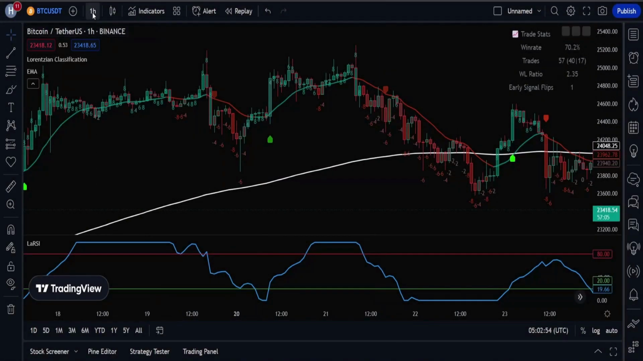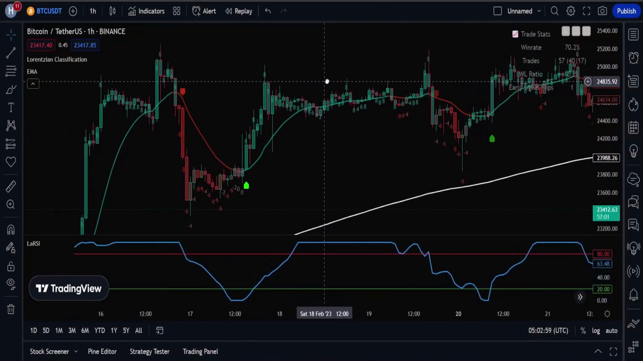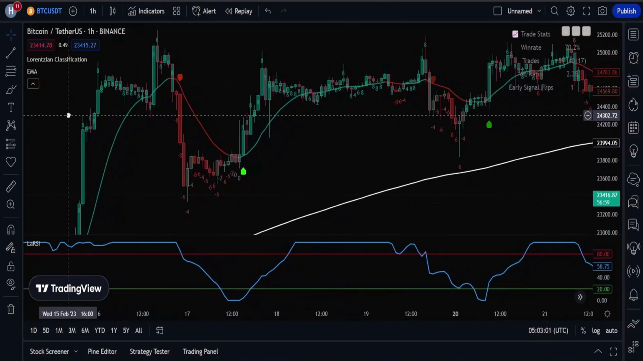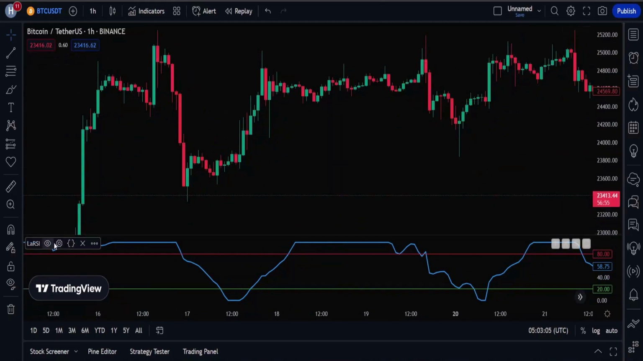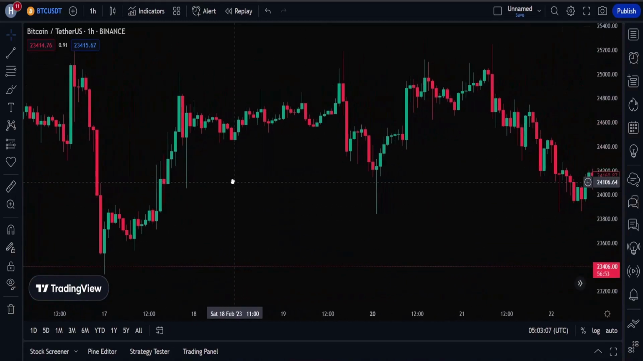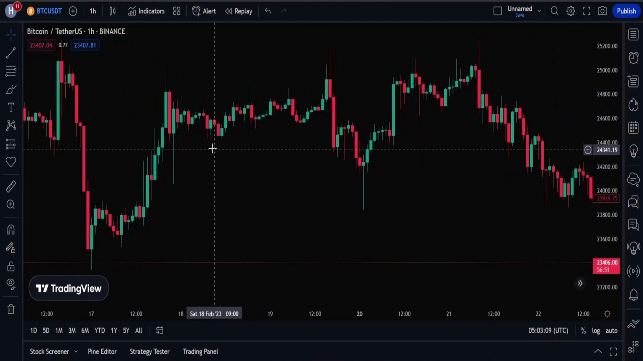I'm going to be using a Bitcoin chart in a 1-hour time frame to explain the rules of this strategy. So this is what our chart is going to look like when we're done setting up our indicator. I'll quickly cross out these indicators so I can explain everything from the beginning. So how can we add this indicator to our chart?